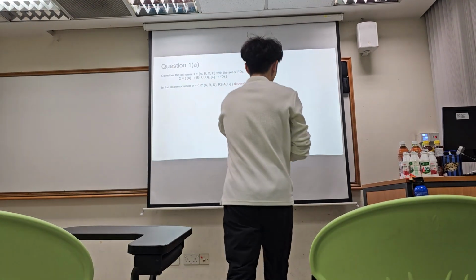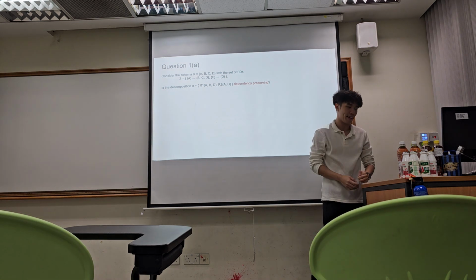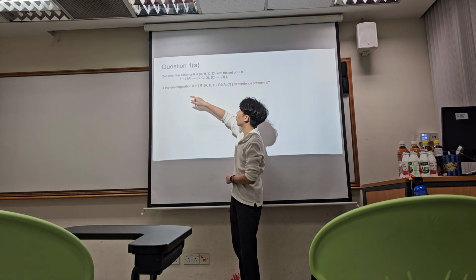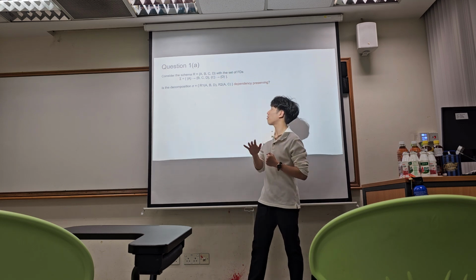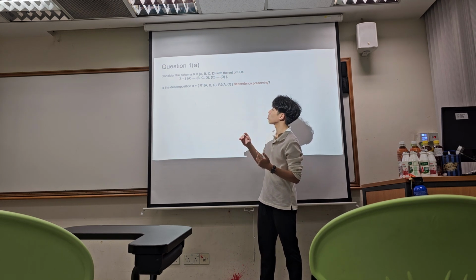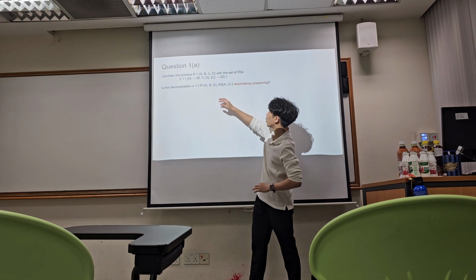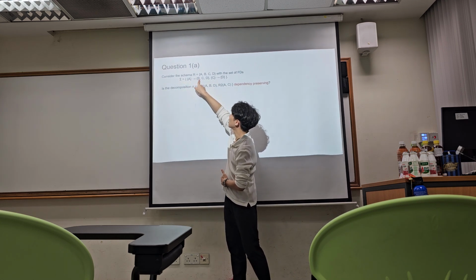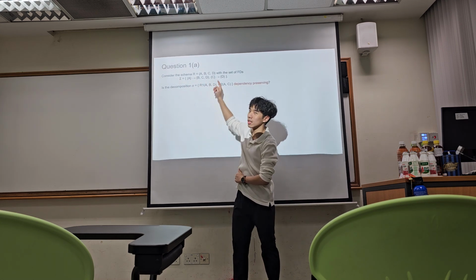So okay, let's proceed with our question 1A. Now we have this schema. We have 4 attributes, A, B, C, D. And we are also given an FD set with A to B, C, D, and C to D.